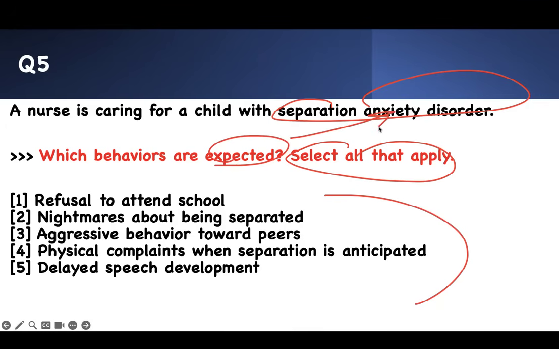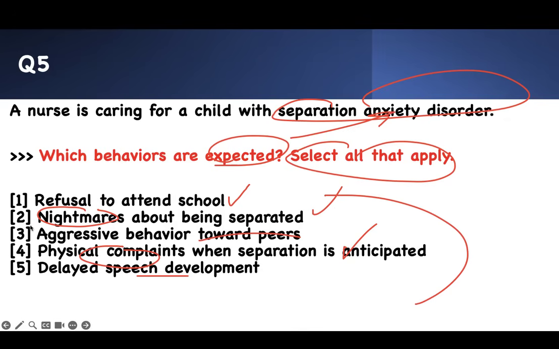What do you think? Somebody is leaving me. What am I going to do? That's all. I won't go to school because I don't want to be separated. I'll say I have nightmares so that Mommy will be around. I'm not going to be aggressive towards peers, that's conduct disorder. I'll start having diarrhea, constipation, headaches, physical complaints, because I don't want to be separated. This is not a speech problem. That's all: 1, 2, and 4.